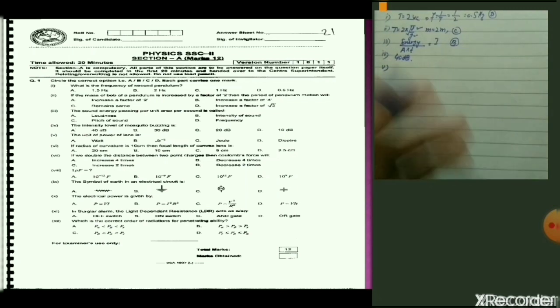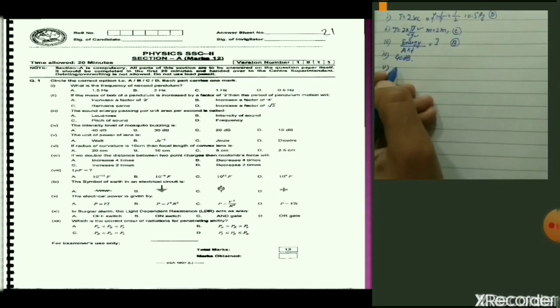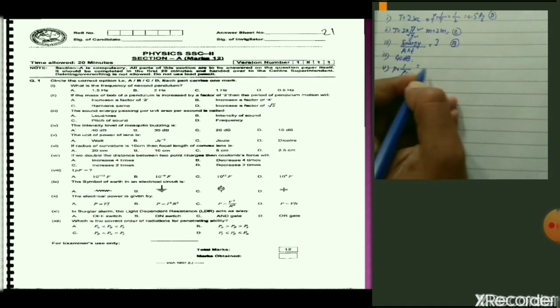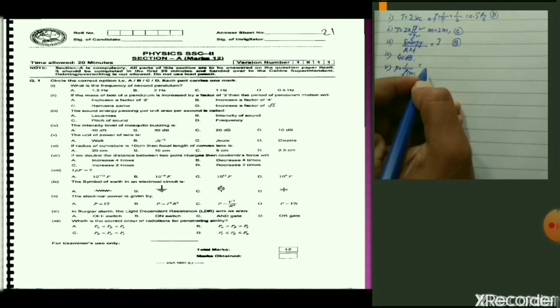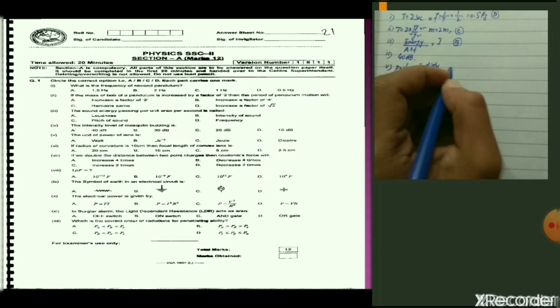Part 5: The unit of power of lens is, means power of lens, which is equal to 1 over focal length in meter. Now 1 over meter is equal to diopter. Diopter is the unit of power of lens.